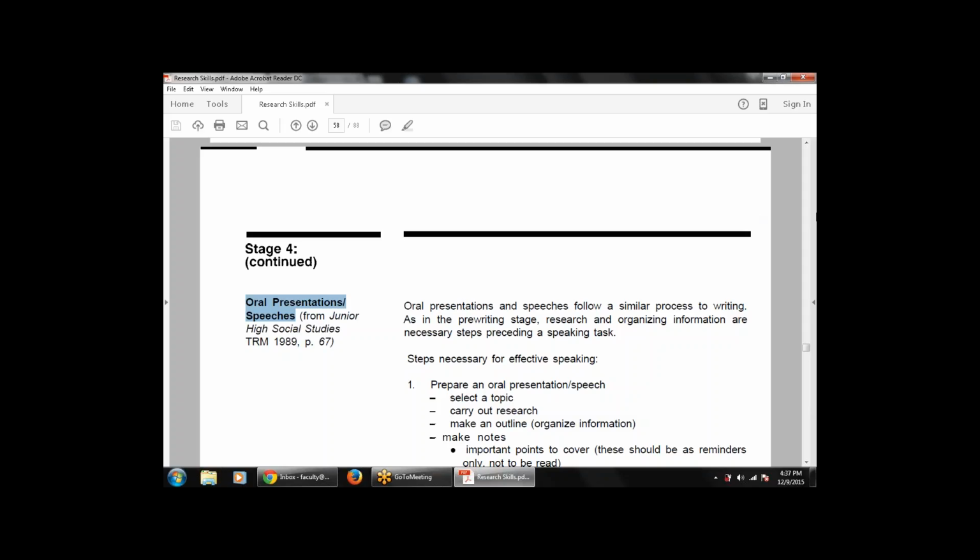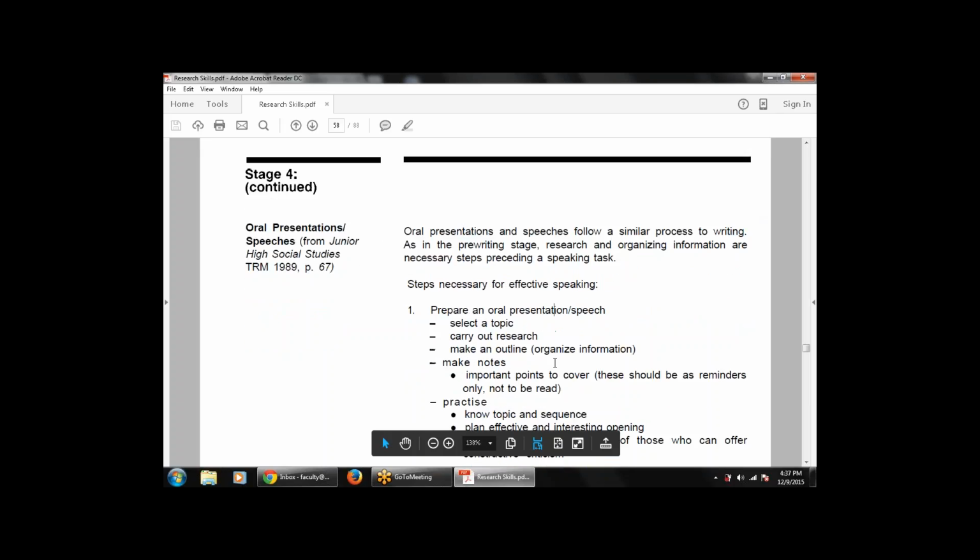So what are the various steps that are necessary for effective speaking? First is preparing the oral presentation. These are the necessary steps. So first of all, prepare the presentation that you are going to present. Then in this, select a topic, carry out the research, make an outline.